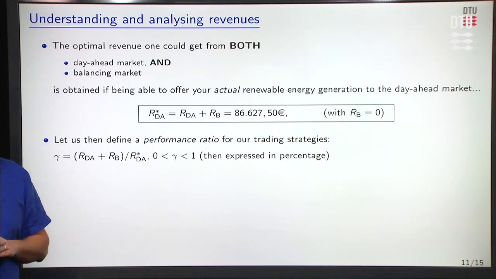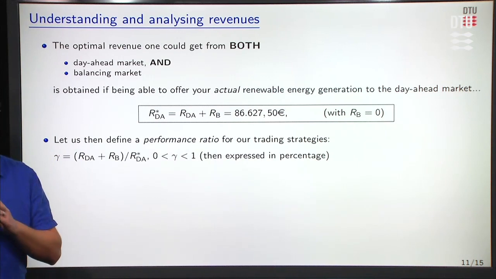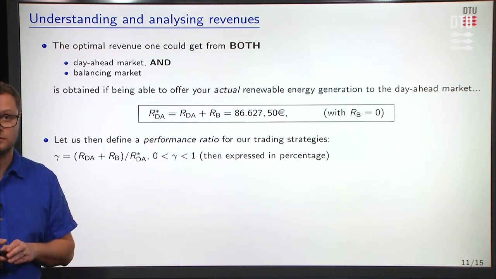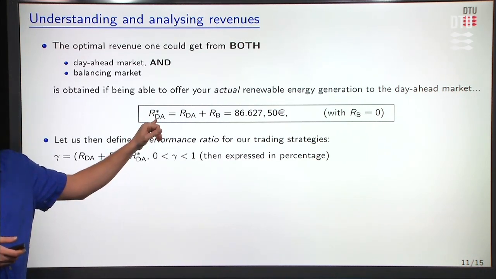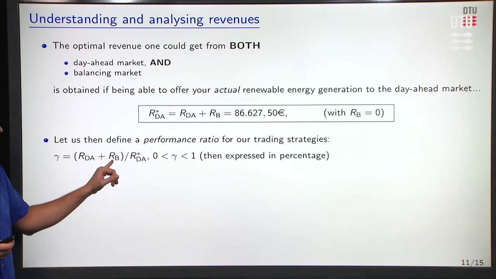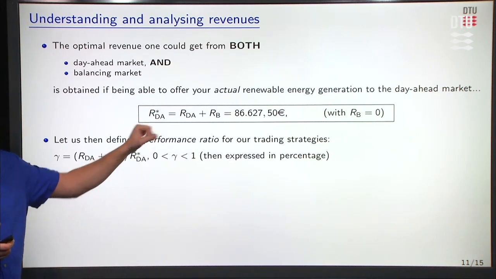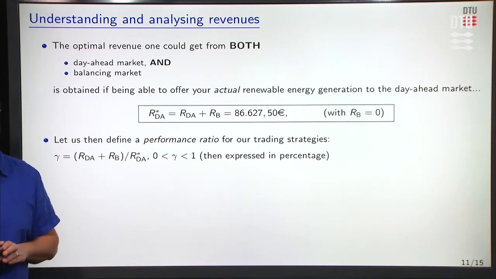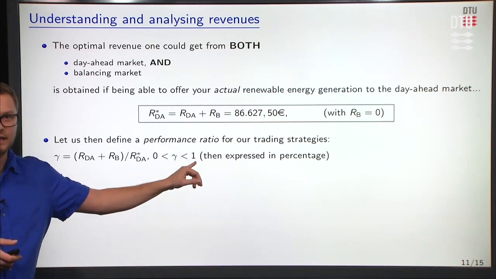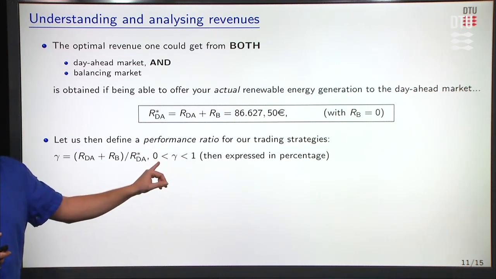Obviously, the revenue from the balancing market is zero. There's no revenue, there's no payment. Since there is no forecast error, there is no deviation between contract and realization. That allows us to define a performance ratio. This should be the best revenue you can ever get from market participation. So if we scale any results, RDA plus RB, by this revenue based on perfect information, we have this performance ratio that will denote gamma, and gamma now should be less than 1 and hopefully higher than 0.